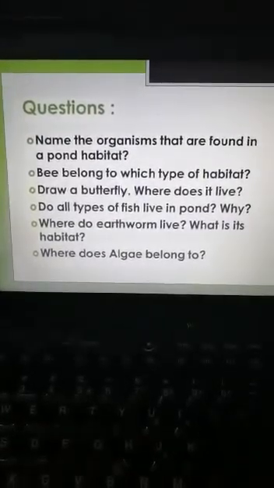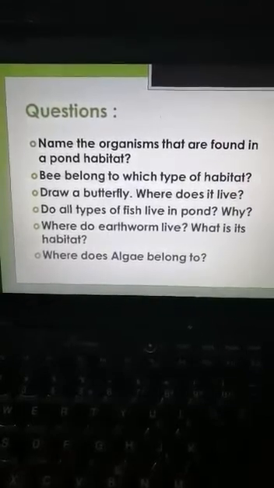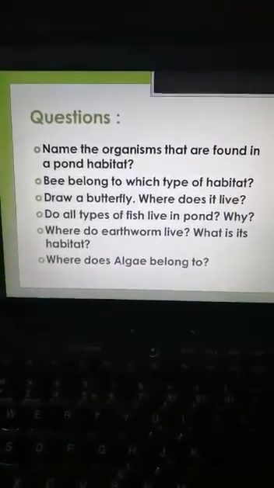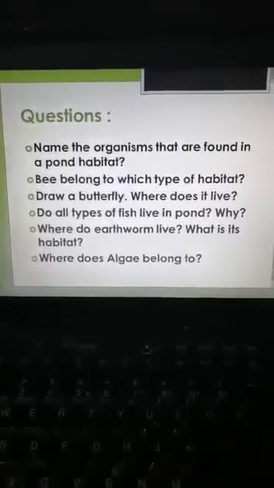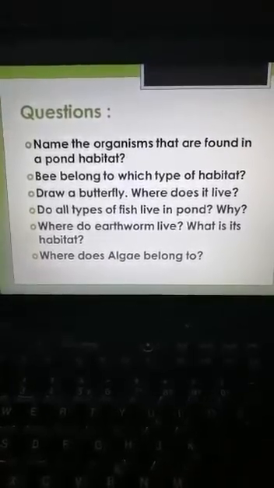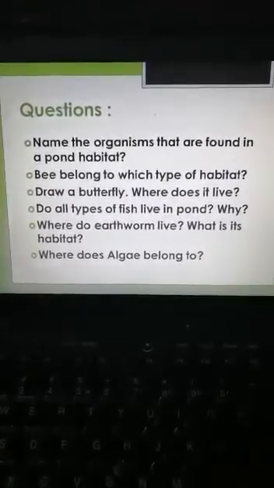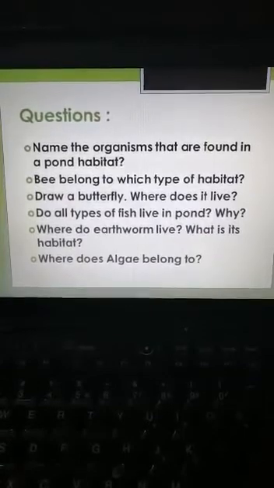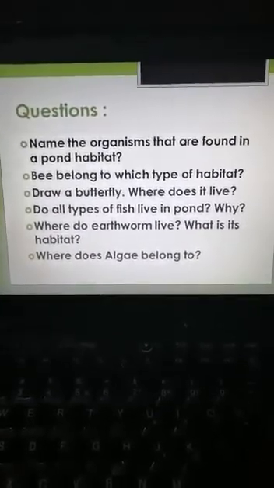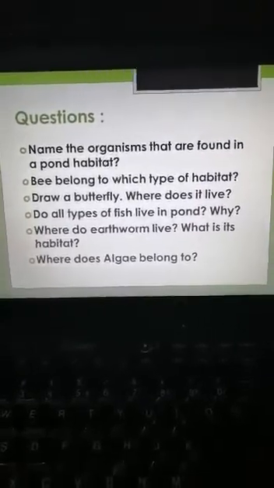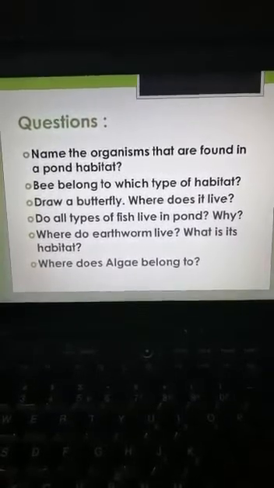Then draw a butterfly, and where does it live? A butterfly is very cute and it is also found in different kinds of habitats. Whatever comes to your mind, you can write two to three types of those habitats. Then, do all types of fish live in a pond? No, I just explained it. And what is the reason? You have to write the details of why all types of fish are not present in the pond.